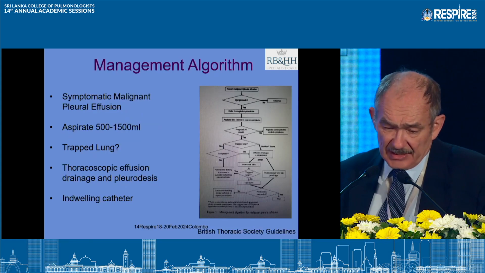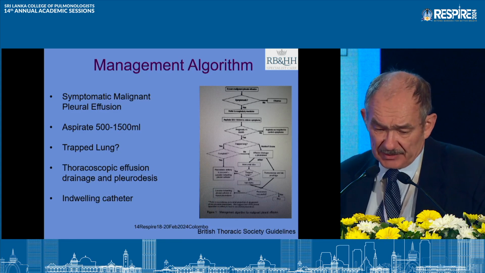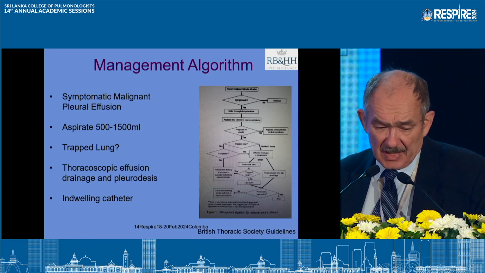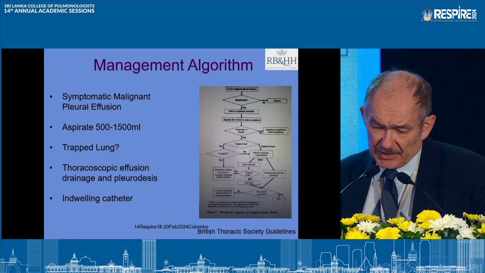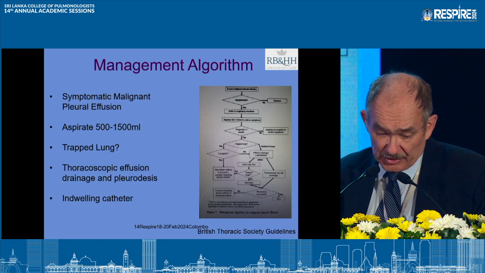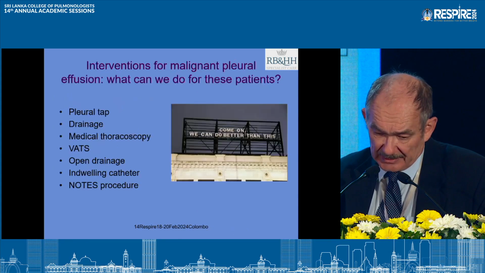Management algorithm is well known. We already see many pictures with that. It's more or less the same. If effusion is symptomatic, the patient requires aspiration with subsequent thoracoscopic intervention, most likely, or an indwelling catheter.